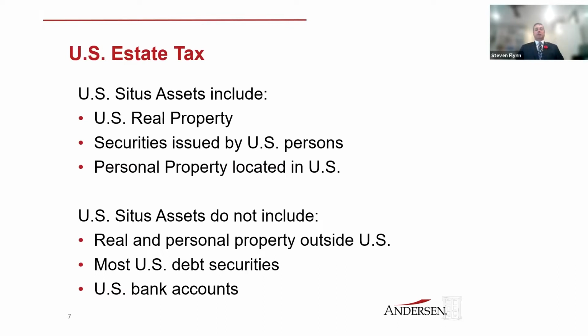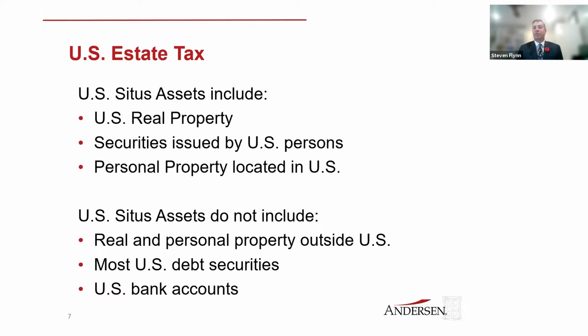Other assets included as U.S. situs assets would include any kind of personal property you have in the U.S. So this could be artwork, jewelry, even items you leave in a safe deposit box in a U.S. bank. Those would be considered personal property and U.S. situs assets, subject to U.S. federal estate tax. What it doesn't include would be any kind of property you own outside of the United States. So real estate you own in Canada, if you've got Canadian stocks, those would not be included.